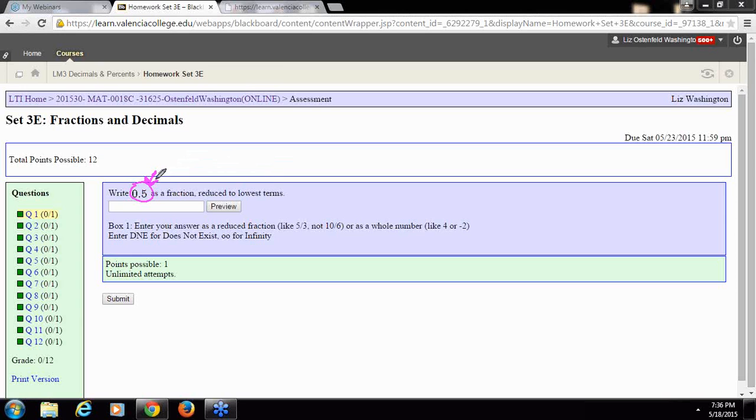Very good. It's the 10th place. Okay? So since that is in the 10th place, what we're going to do is take that number 5 and put it over a 10, because it's the 10th place. And since with fractions we always want to make sure we reduce, technically 5 over 10 is equivalent to what fraction? What smaller fraction is equal to 5 over 10? Does anybody remember how to simplify?